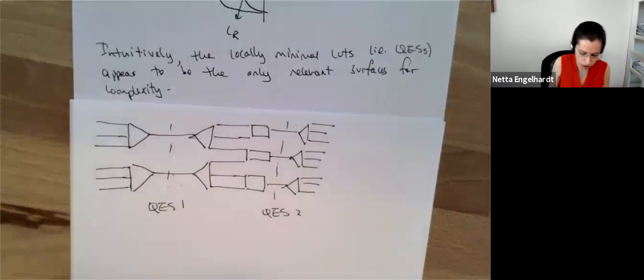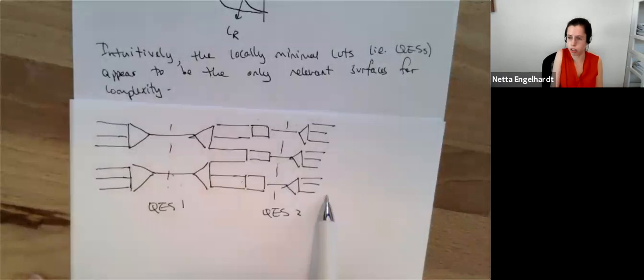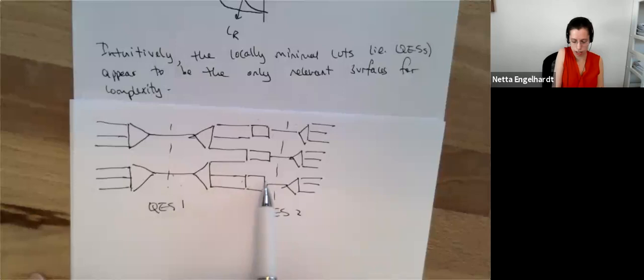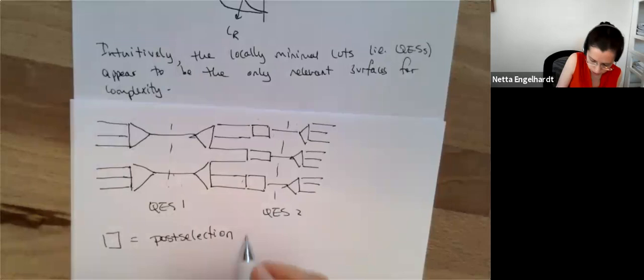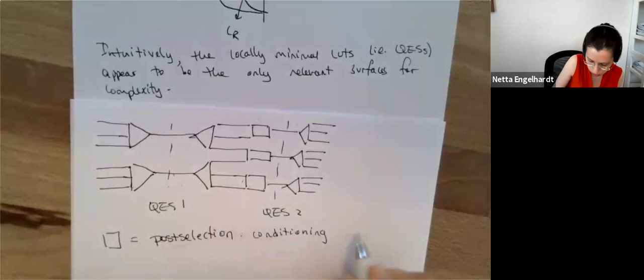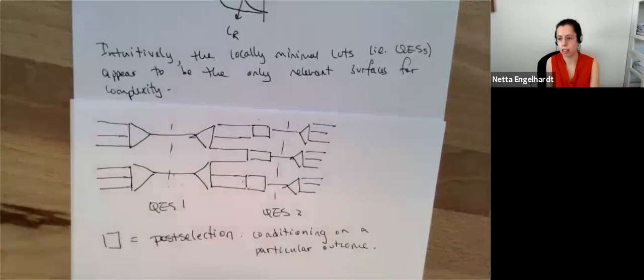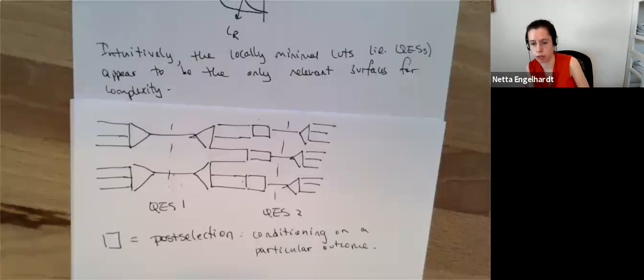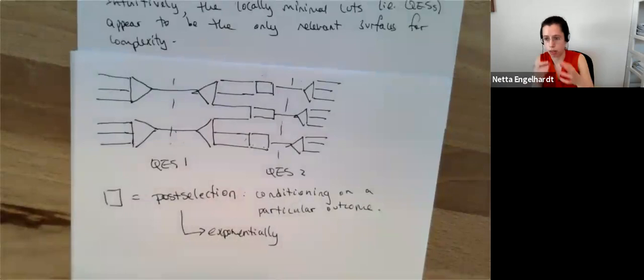But you may notice that these squares are not unitaries, and they are not isometries, at least from the perspective of moving from this direction to that direction. These are tensors that take two legs and give you one leg. So the squares equal something called post-selection. Post-selection essentially is conditioning on a particular outcome. And you can show that if you want to simulate post-selection using unitaries, you need exponentially many unitaries in order to do this. So post-selection is exponentially complex. If you wanted to replace each one of these post-selecting squares with a bunch of unitaries, you'd be making your tensor network incredibly complex, exponentially complex.